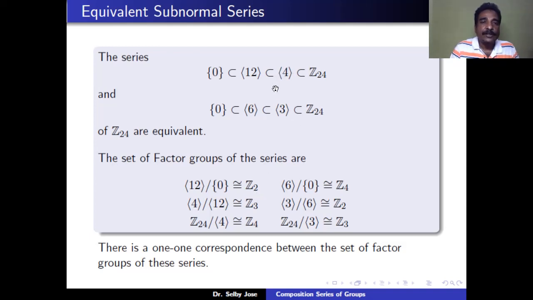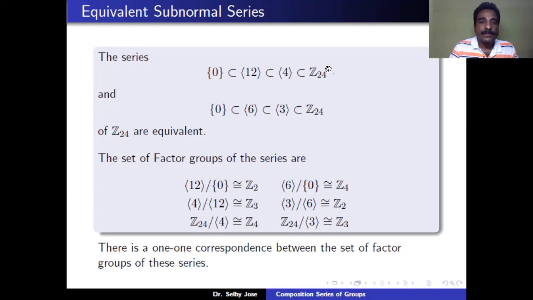What about the cyclic group generated by 4 mod the cyclic group generated by 12? This one, the 4 contains how many elements? There are 6 elements in this group and there are 2 elements in this group. So this quotient group contains 3 elements. Therefore, this quotient group is isomorphic to Z3.